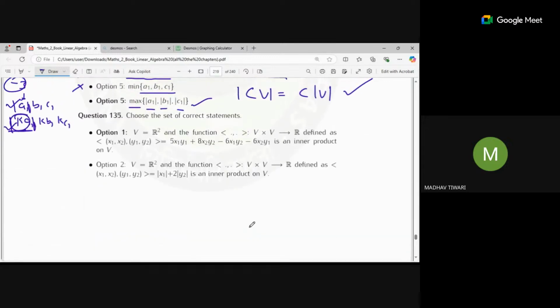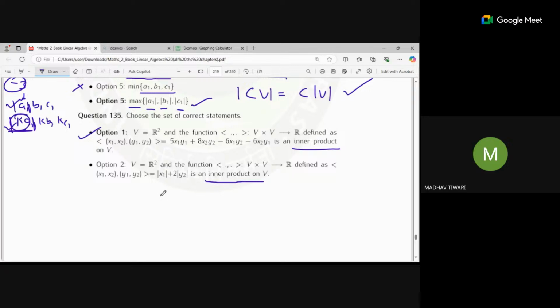Next is this one, where we have to check the correct options. It is asking which one is an inner product space. You can check this. It will satisfy all four properties. Next is this one. Is it an inner product space or not?